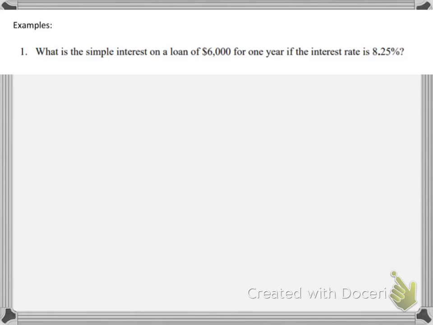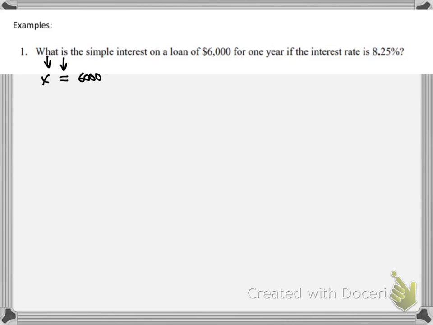It says, what is the simple interest on a loan of $6,000 for 1 year if the interest rate is 8.25%? If you've been watching this series of videos, you know that anytime you see the word what, you can write X. Anytime you see the word is, you can write equals. So what is the simple interest on a loan of $6,000?